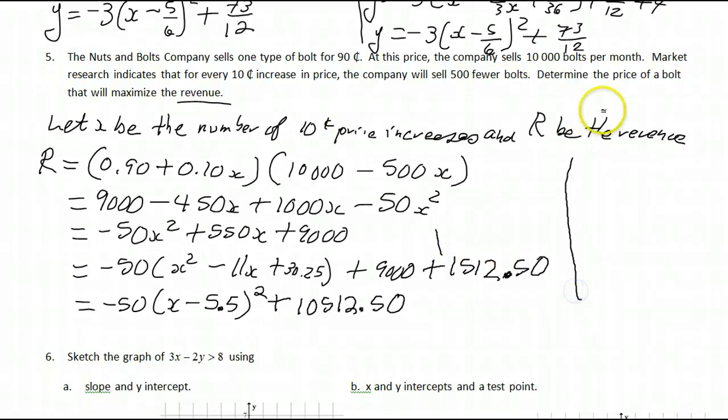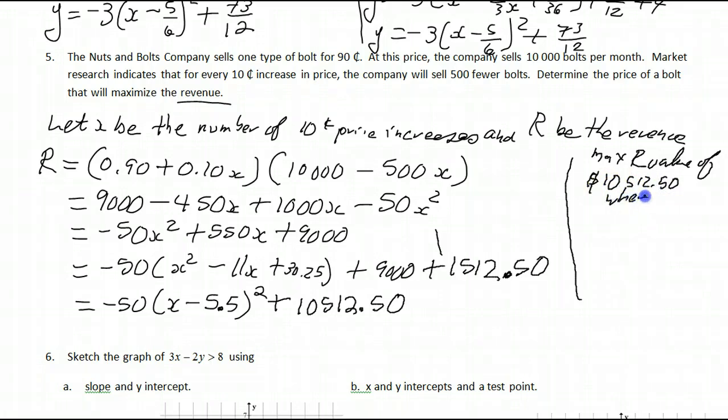Okay, let's make note of that somewhere. Maximum R value of $10,512.50 when x equals 5.5. Okay, that's 5.5 price increases. What's my price? Well, really, that's over here, right? This is the price, the cost. So price is 0.90 plus 0.10 times 5.5, which is equal to 1.45.